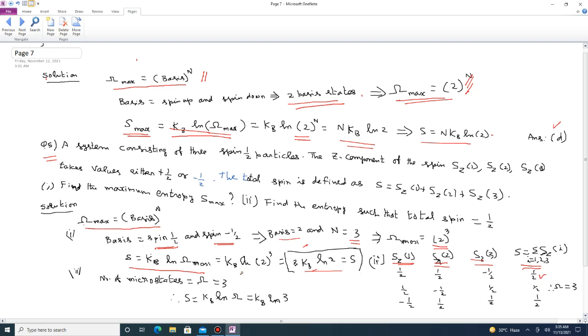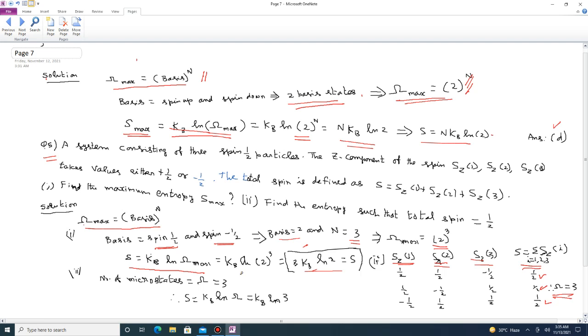So this is one possibility. This is another possibility. Sz of 1 is equal to plus half, Sz of 2 is equal to minus half, Sz of 3 is equal to plus half. So the sum will be again plus half. And the third possibility is Sz of 1 is equal to minus half, Sz of 2 is equal to plus half, Sz of 3 is equal to plus half. This is the third possibility. So the total number of microstates is 3.